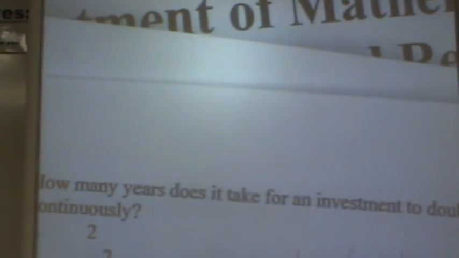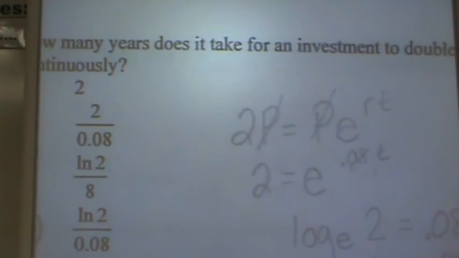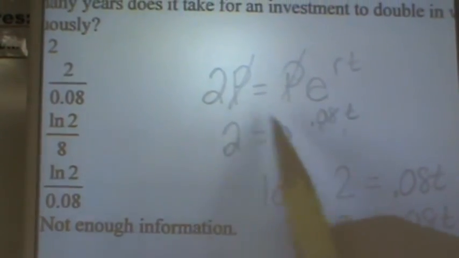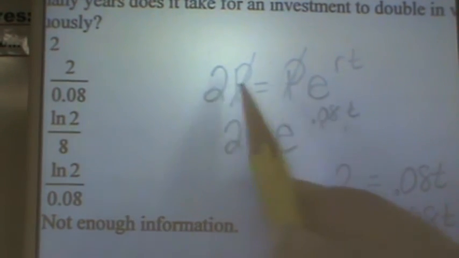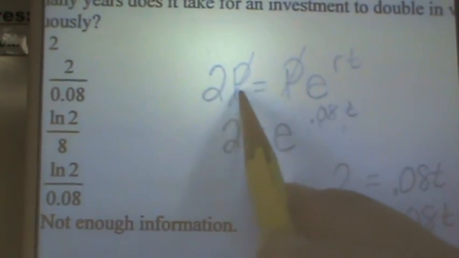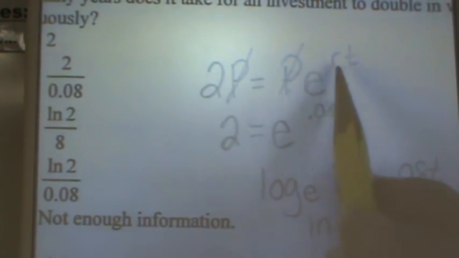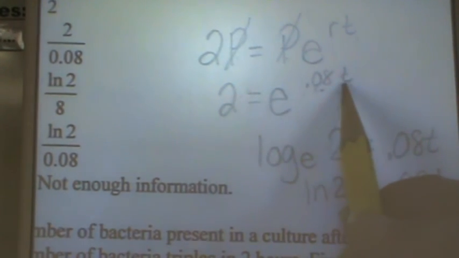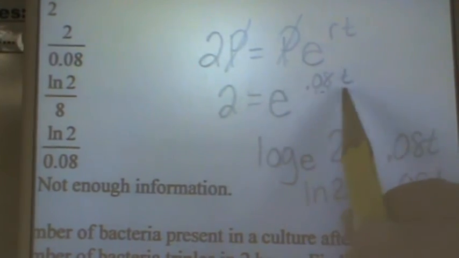Number 81. How many years does it take for an investment to double in value if it's invested at 8% compounded continuously? So you're going to use the PERT formula. So 2P equals P, we want to double. If it said triple, it would be 3P equals P times e raised to the rt power. The interest rate is 8%, 8% times t, so 0.08 times t.